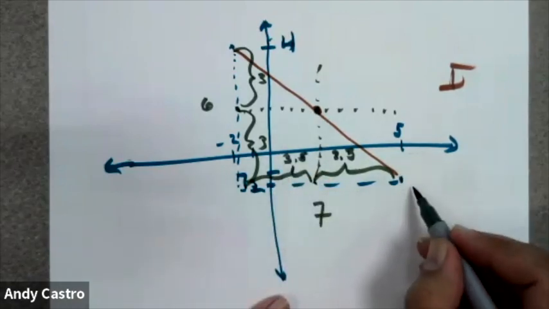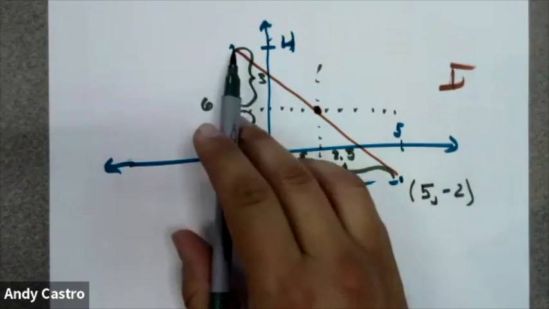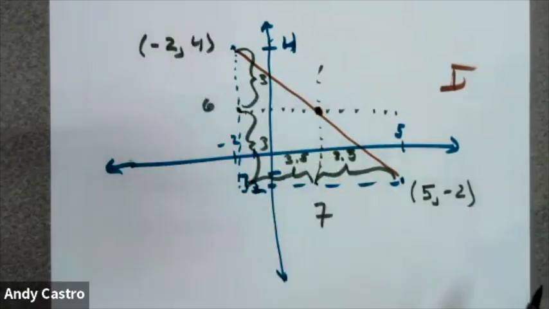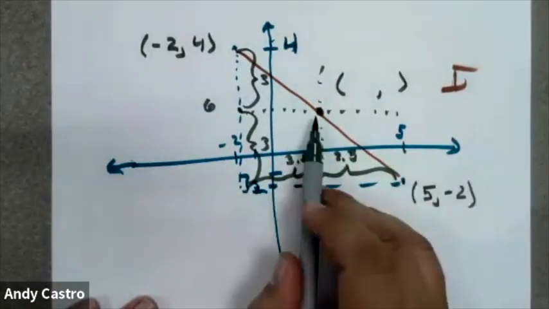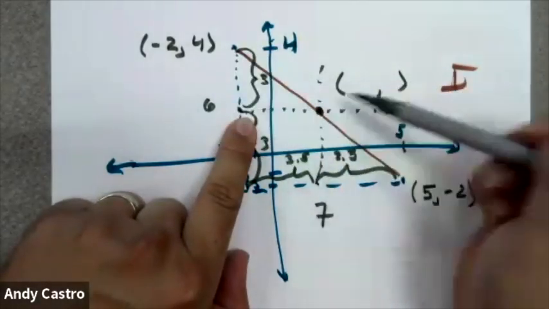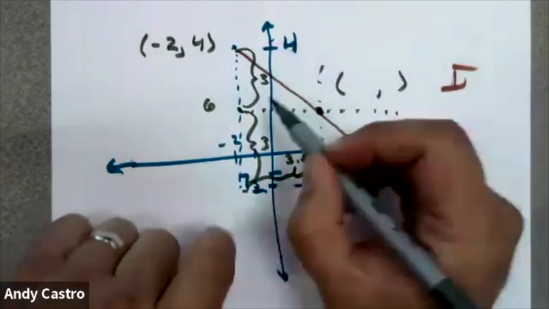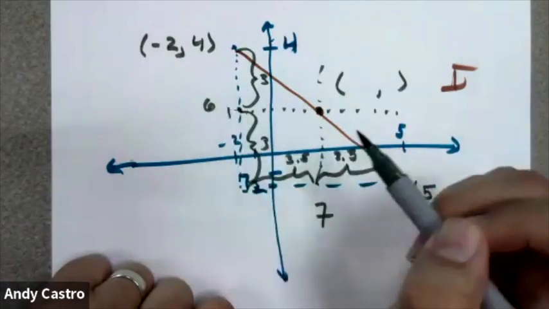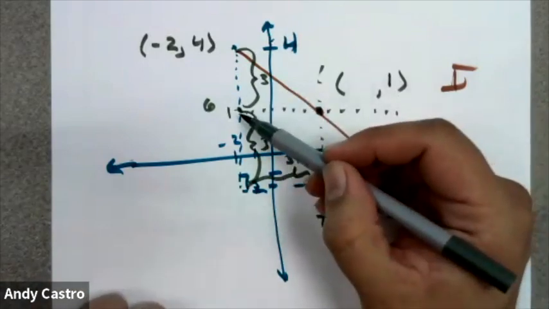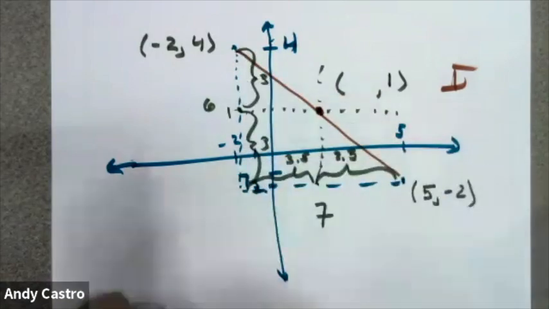So here, we know this point here is (5, -2), and we know this point up here is (-2, 4). To find this point here, I'm going to come down 3 to get my y midpoint. So this is at 4. If I come down 3, this would be a +1. Okay, so that would be my y point. From 1, if I go down 3 more, I get to -2. And that's the whole line there.